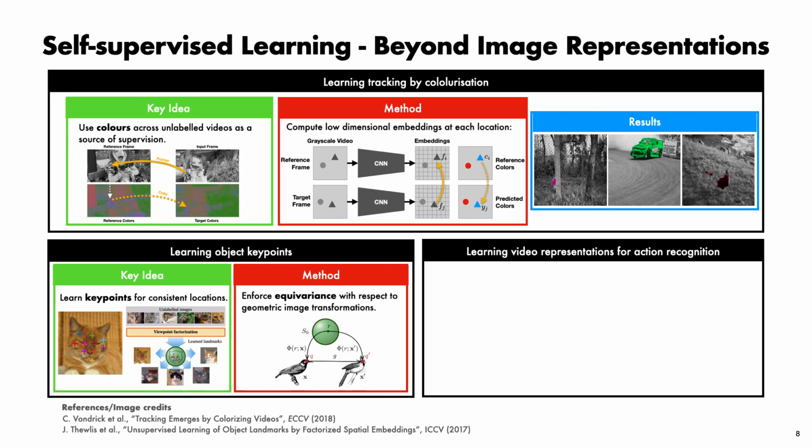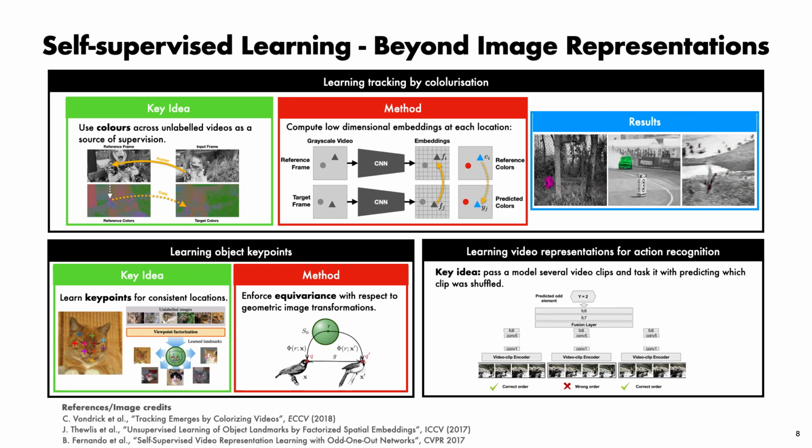Another direction has sought to learn powerful video representations with a simple idea. A model takes in several video clips, one of which has had its frames shuffled. Training a model to predict which clip was shuffled learns representations that are particularly useful for action recognition.